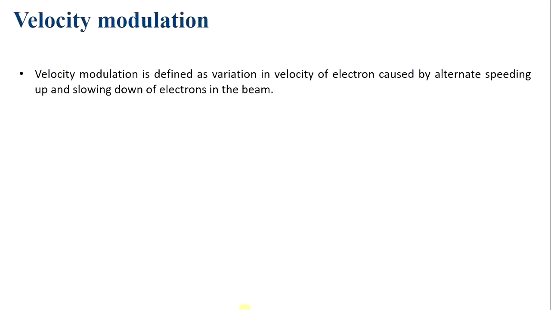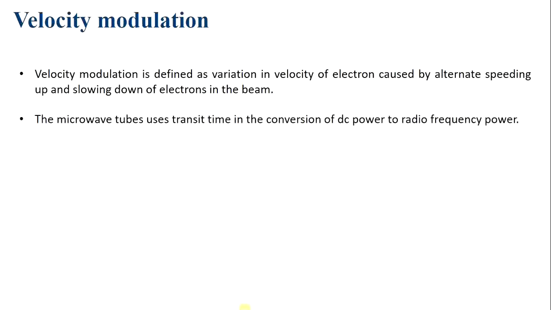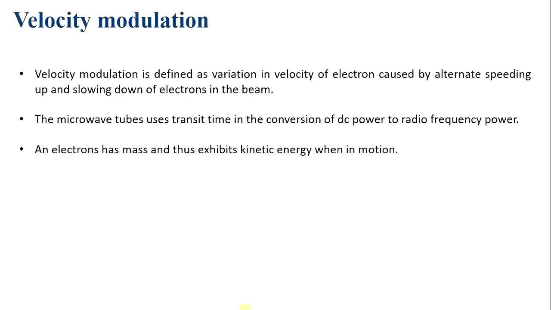These microwave tubes were developed when the use of the frequency spectrum went beyond 1000 megahertz and into the microwave frequency ranges. The microwave tube uses the transit time in the conversion of DC power to radio frequency power. The interchange of power is accomplished by using the principle of electron velocity modulation and low loss resonant cavities in the microwave tube.